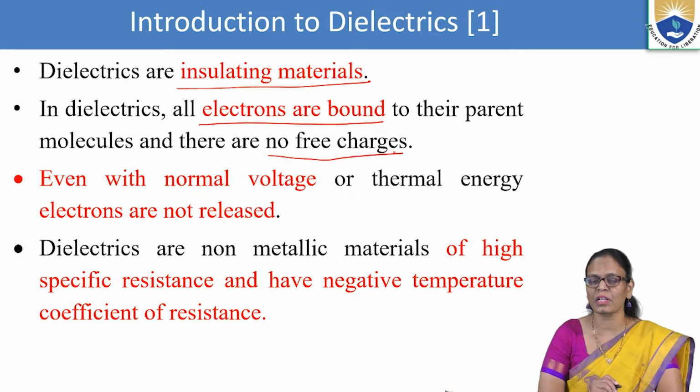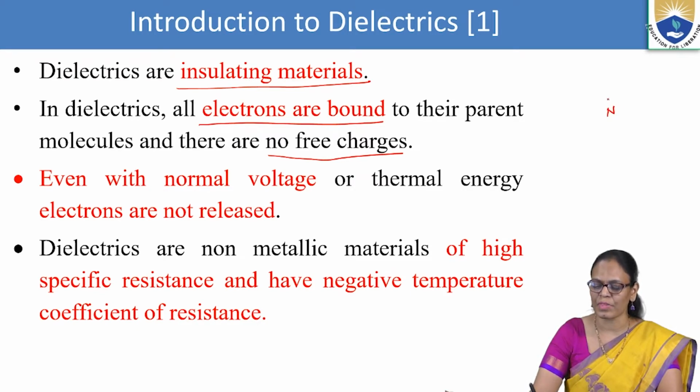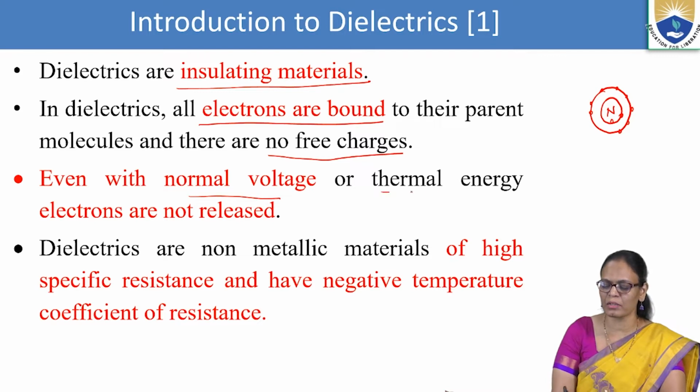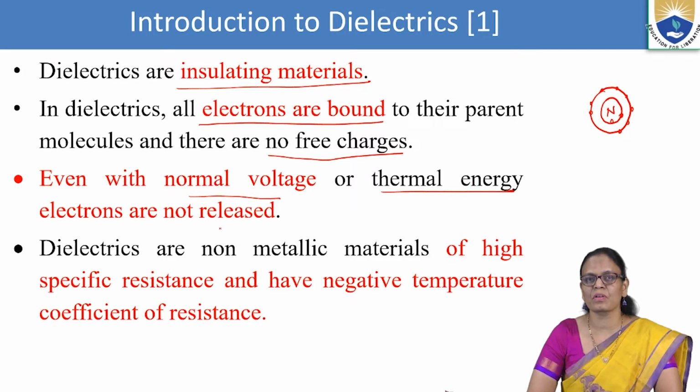Whenever we are talking about the structure of an atom, we have the nucleus at the center and electrons revolving round the nucleus in fixed orbits. Now, if the electrons in the outermost orbit are bound to the nucleus and they cannot be made free easily, then you call them dielectrics. Even with normal voltage or thermal energy, these electrons cannot be released.